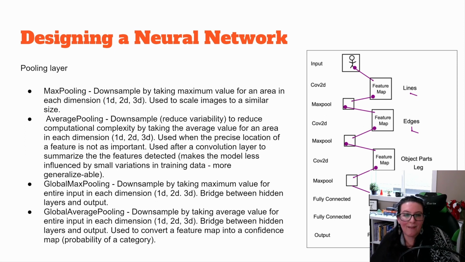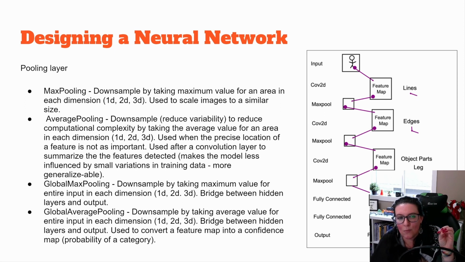We can also have average pooling. So we're going to again downsample or reduce the variability to reduce the computational complexity. And in this case, by taking the average value instead of the maximum value. So you're saying, okay, here's an area, here's a bunch of pixels. Let's take the average value of those pixels, kind of the average color of the pixels around it. There's a number attached to that, right? So the color gradient 1 to 255, we would get an average.